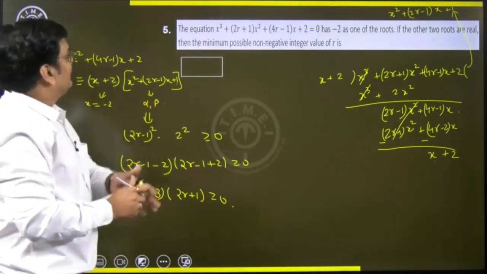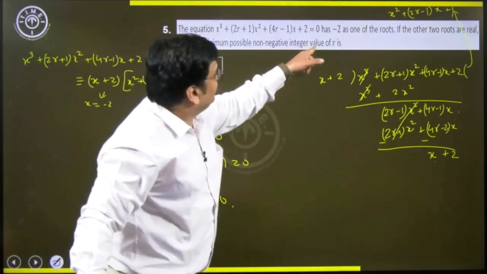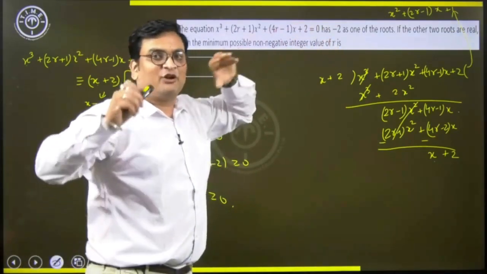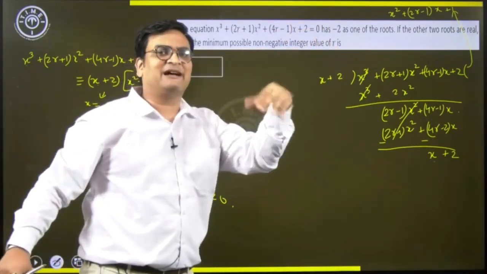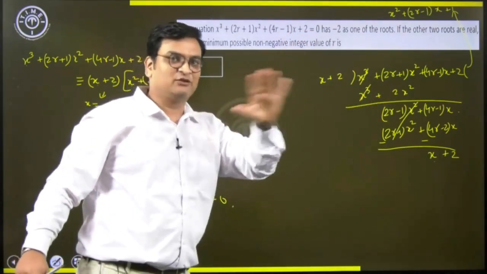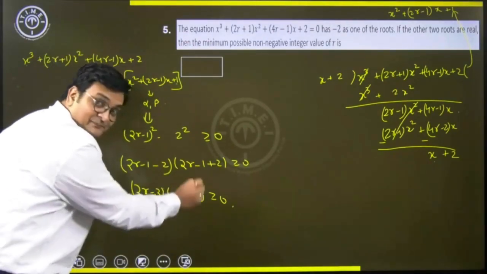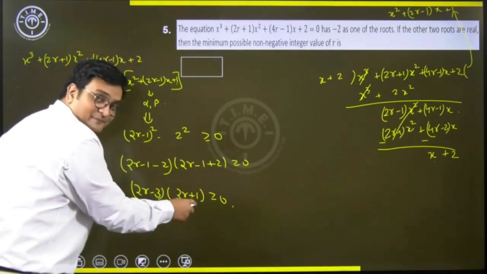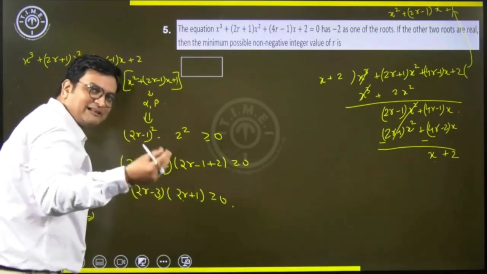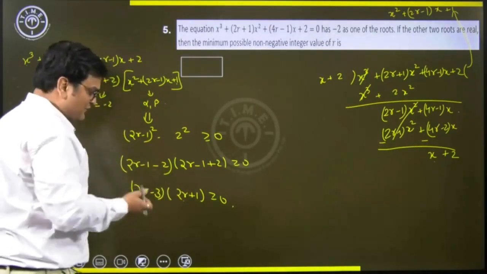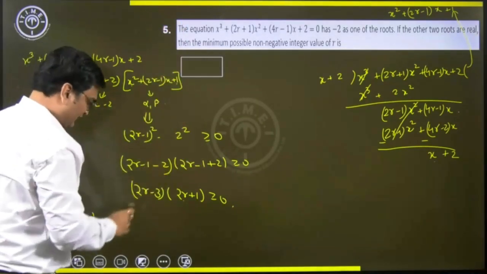see one more thing, minimum possible non-negative integer value of r. So I want a non-negative integer value, that means r cannot be negative. Even if it's negative, I won't consider that. If r is not negative, can I not remove this directly? Because this term can never be 0. For this to be 0, r should be minus half, I believe, right? It's not possible. We are not looking for those values, so ignore this.